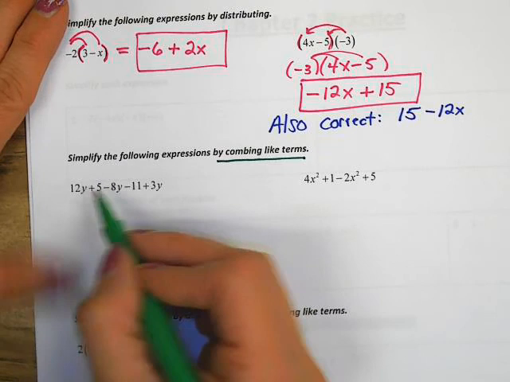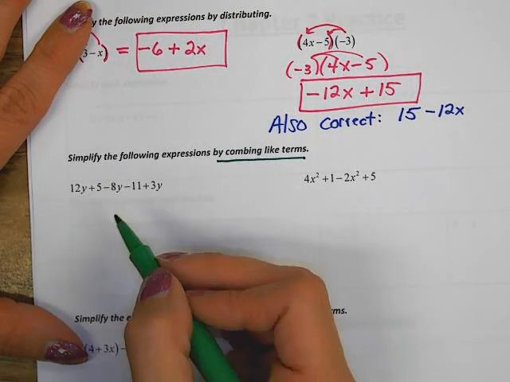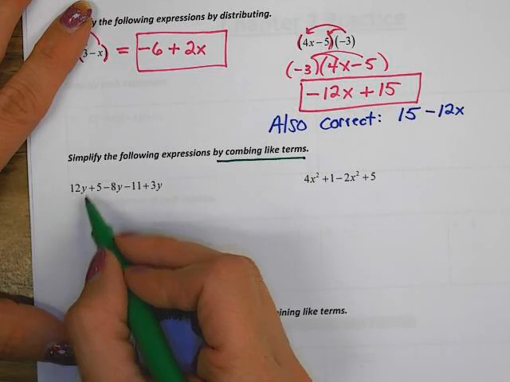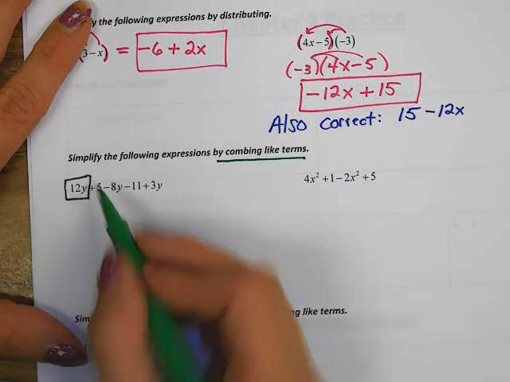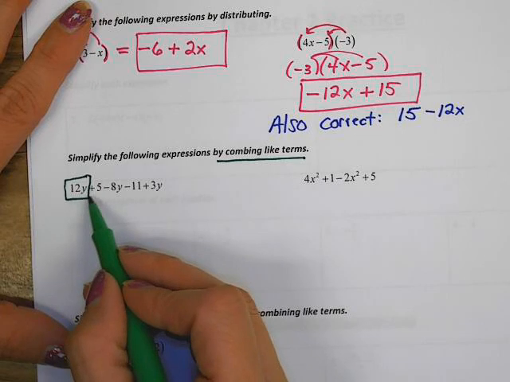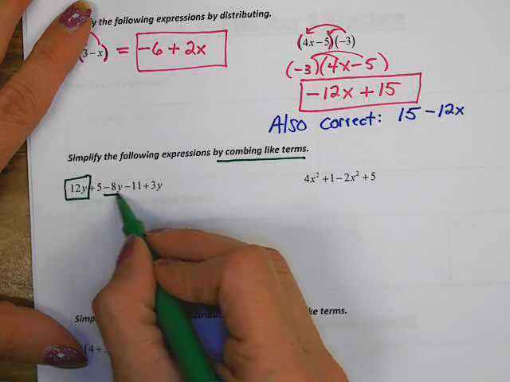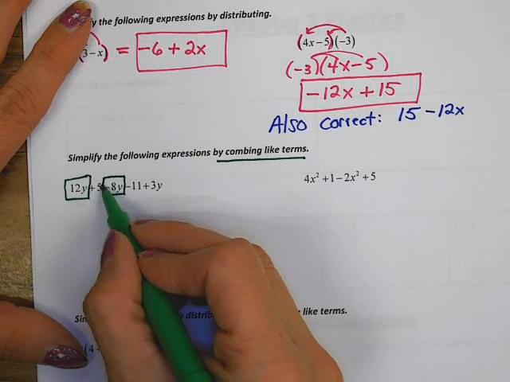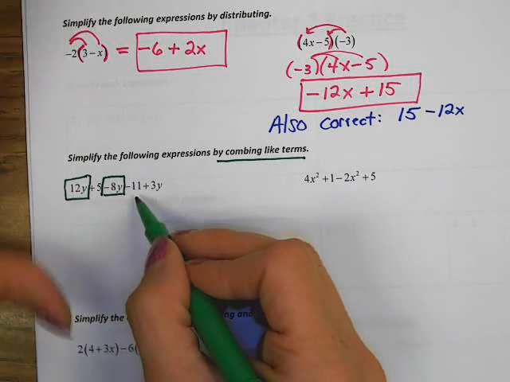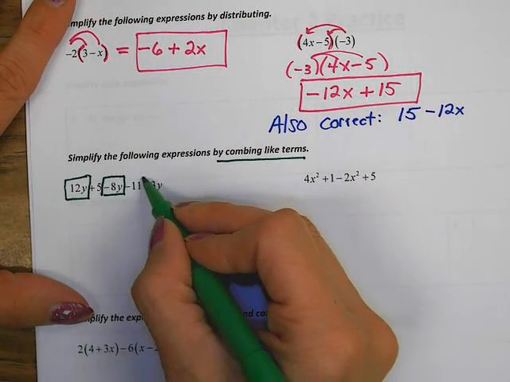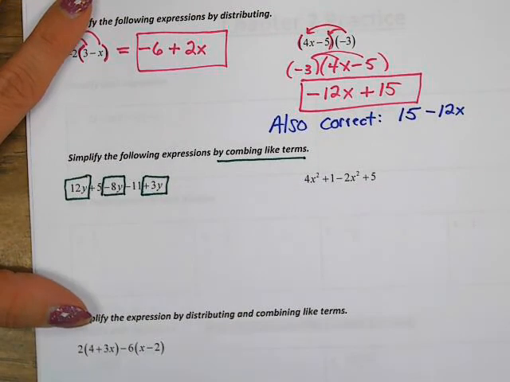So I see y's and I see constants. A lot of people color-coded this, so I'm going to put a box around all the y's. The positive sign goes with the 5. Oh, here's another y term. The negative 8 is on the y. That's a negative 11. That's a constant, so I'm going to save that one for later. And here's another y term, but that's a positive 3.